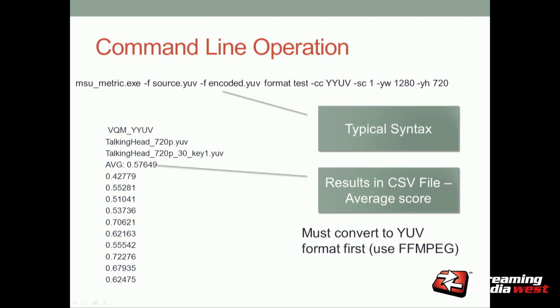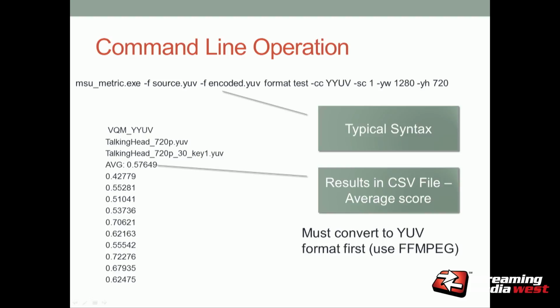And command line operation is very simple. You call the command line code up top. You list the source file, the encoded file. And again, this is in YUV format, so you have to convert first. The format that you want to test it in, the test that you want to apply, and then the resolution. So you create, and I've done hundreds of these, where you just load it up at night and come back in the morning and they're all done.